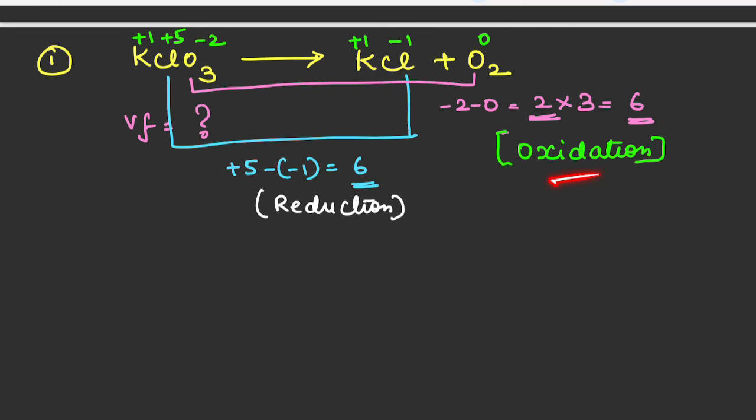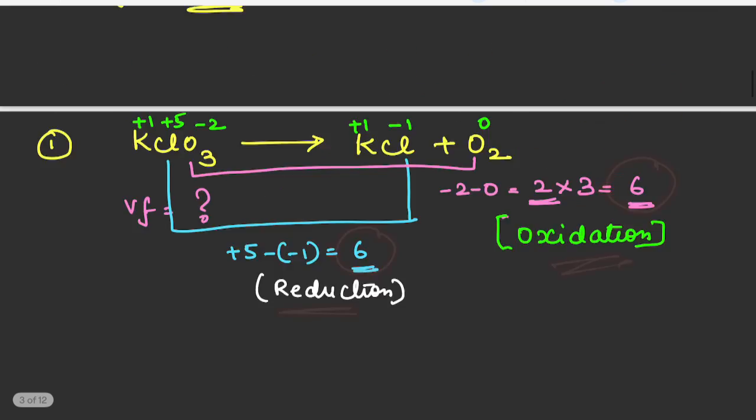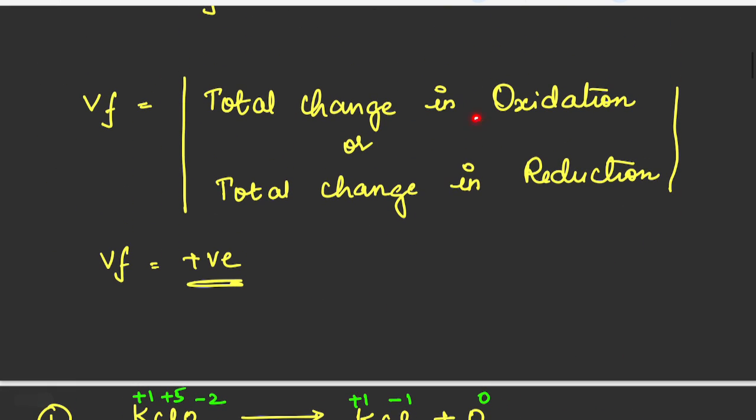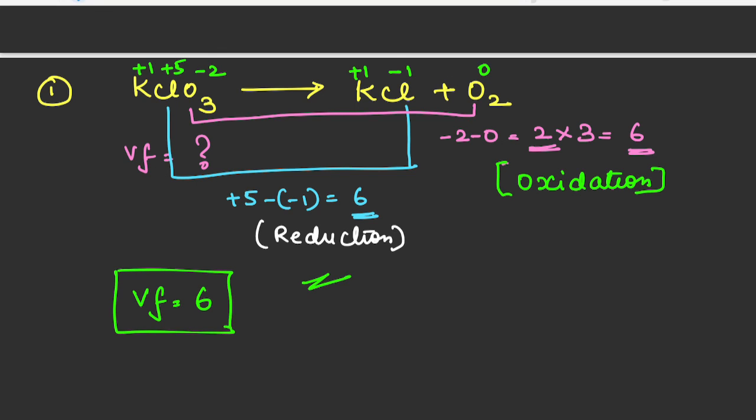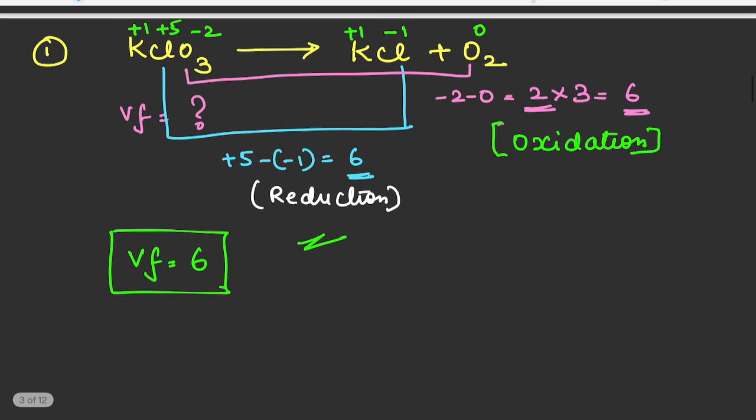So here the change in oxidation state for the oxidation we got 6, and for reduction also we got 6. So what is the formula saying? Total change in oxidation or total change in reduction. Take any one. For oxidation we got 6, for reduction also we got 6. So you have to consider any one. So the answer will be the valency factor. Valency factor will be equal to 6 for KClO3. So this is how we are going to find the valency factor for redox reaction.